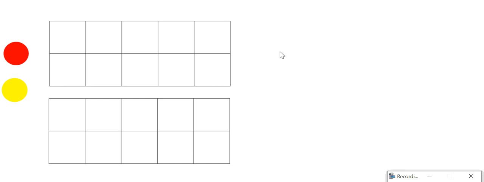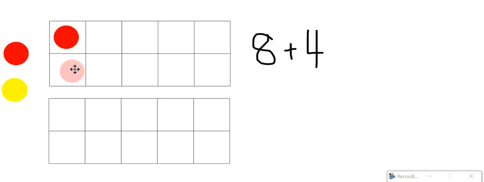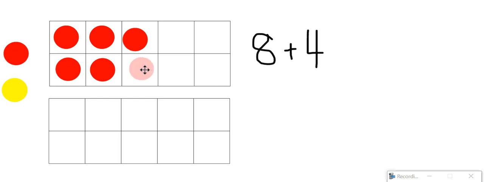Okay, so we're going to try that with another addition problem. 8 plus 4. So let's add 8 red dots, 4 more, because I know that makes a double. So I have 4 on the top, 4 on the bottom, which I know makes 8. Very good. Now I need 4 yellow dots.